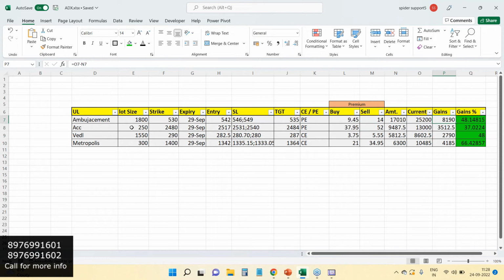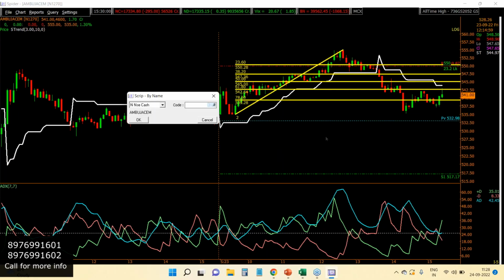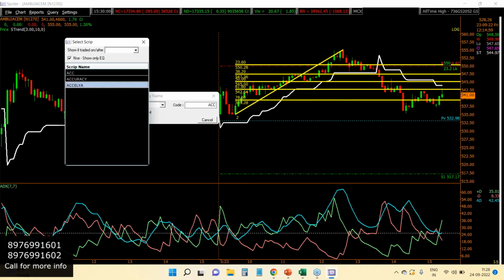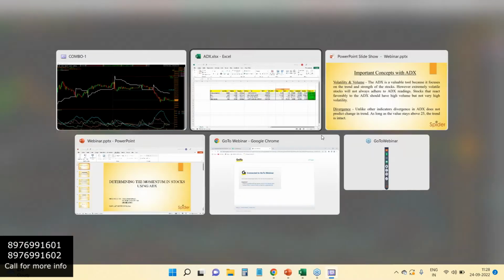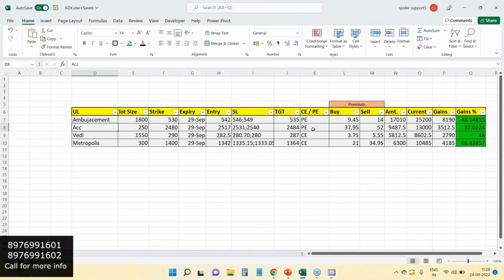So the very next trade which I took, and all these results are from the technical query which I have developed. First I am showing you what the results are. I'll be taking ACC, for example. As you can see here, I have taken a short position, or you may say I have bought the put option. What was my entry point?